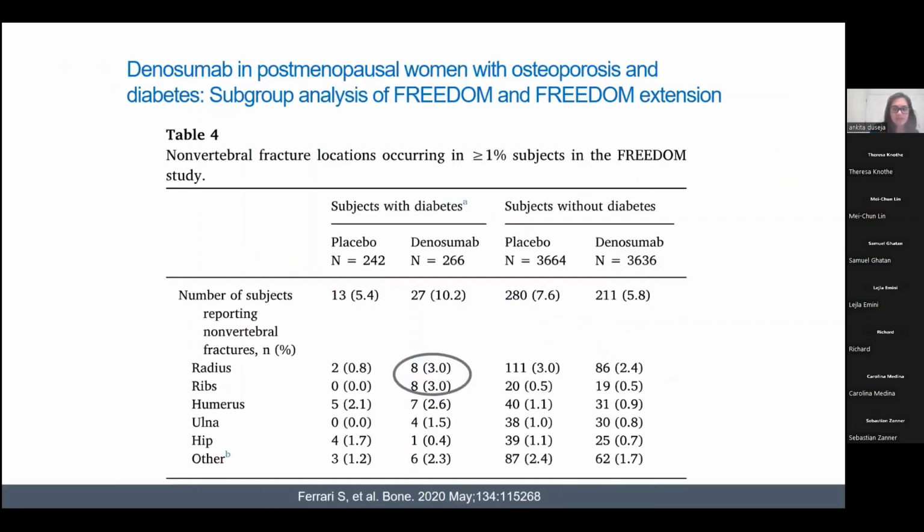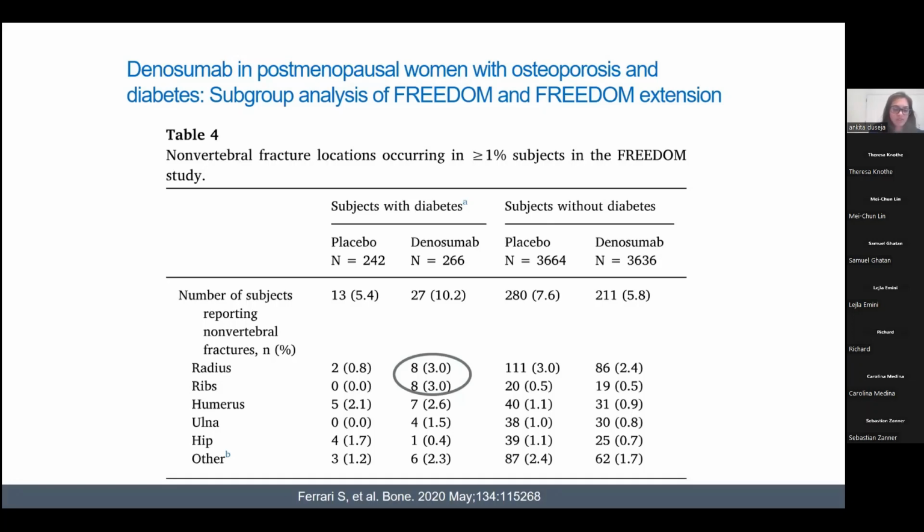In this study, which was led by Serge Ferrari's group, we wanted to find out whether women with osteoporosis and diabetes had the same response to denosumab treatment as people without diabetes. Denosumab is the most powerful anti-resorptive therapy for osteoporosis. And here in the FREEDOM trial, one of the biggest trials conducted with this drug, they found something quite interesting.